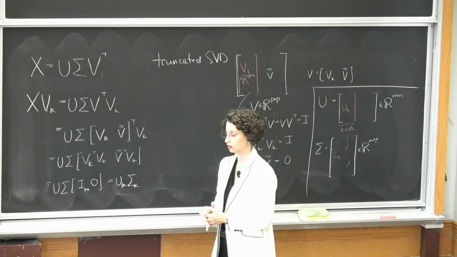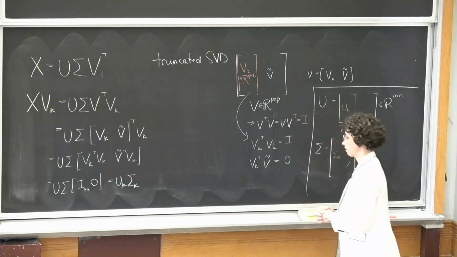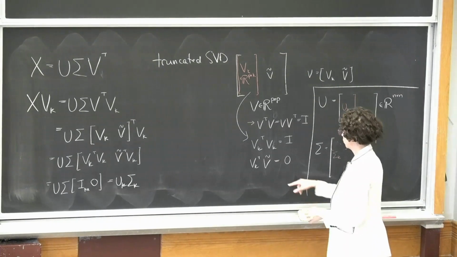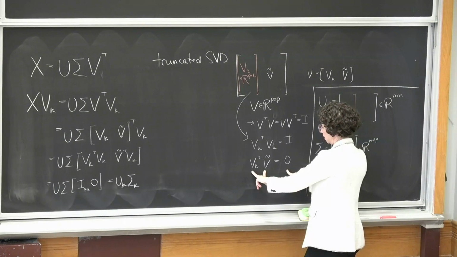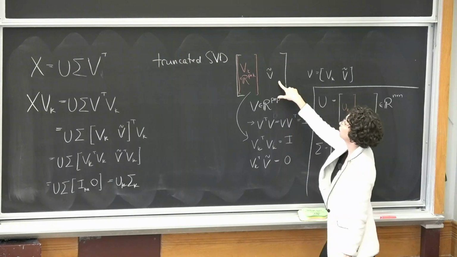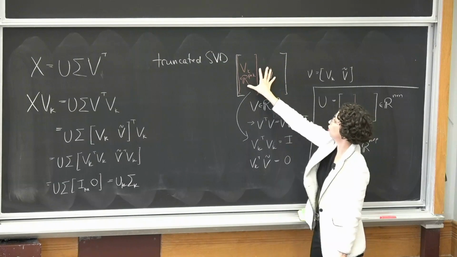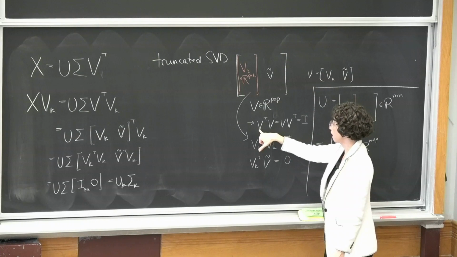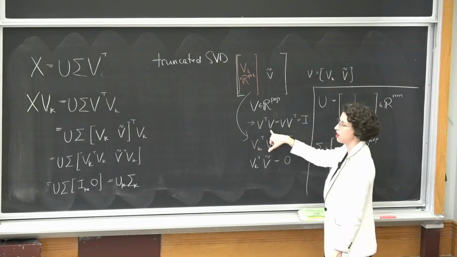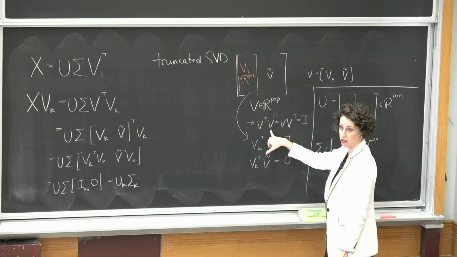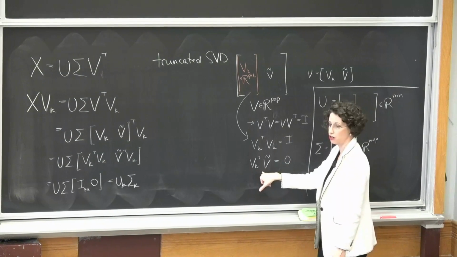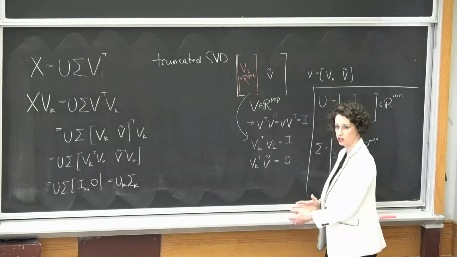Then could you explain why we have VK transpose times V tilde equals 0? This product is equal to 0 because when we first talked about the SVD, we said that this whole matrix V is an orthogonal matrix, which means that every column of V is orthogonal to every other column of V. So every column in the VK matrix has to be orthogonal to every column in the V tilde matrix.